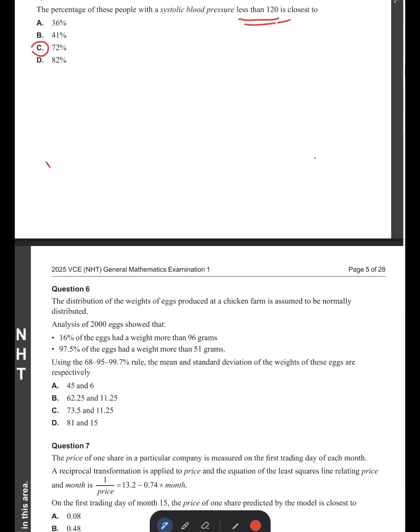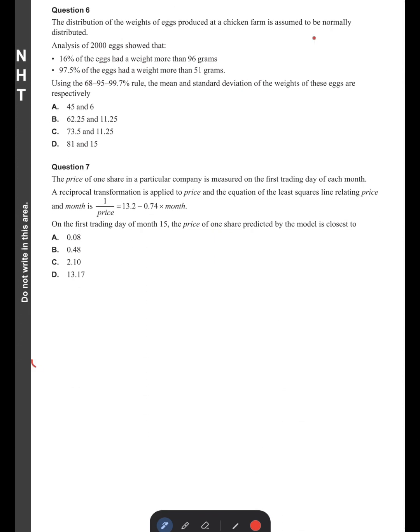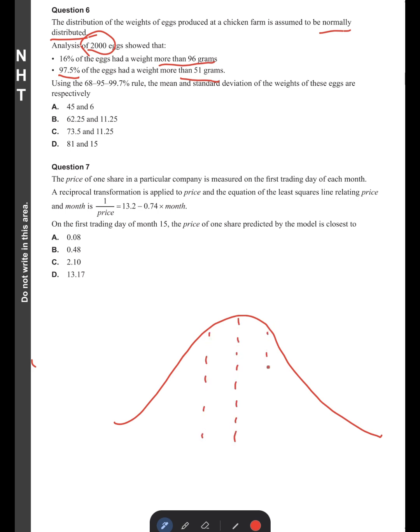Okay. Next, the distribution of weights of eggs produced at a chicken farm is assumed to be normally distributed. So analysis of 2,000 eggs was shown. 16% weigh more than 96 and 97.5% weigh more than 51. So I'm just going to draw my bell curve down here. Okay, so we've obviously got our middle, and then 1 standard deviation below and above, 2 standard deviations below and above, and 3 standard deviations below and above.